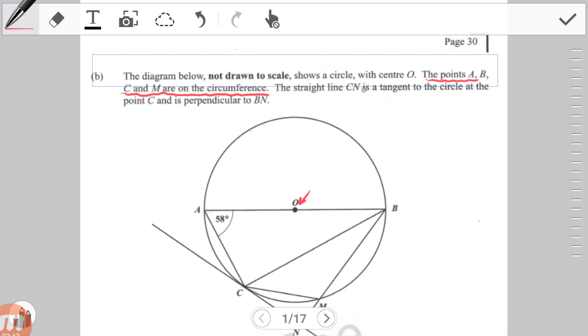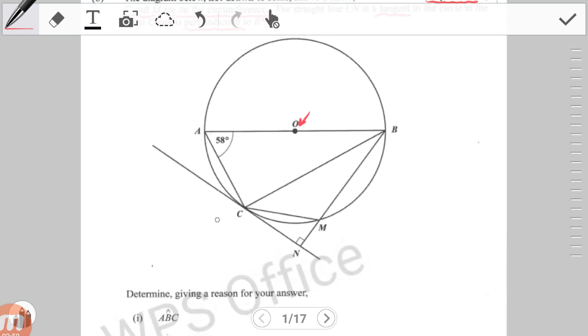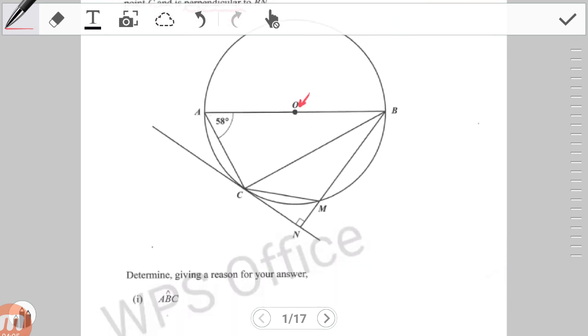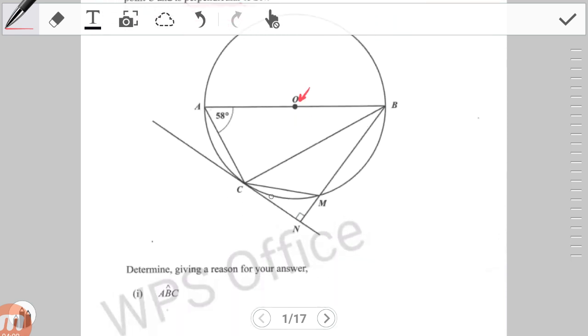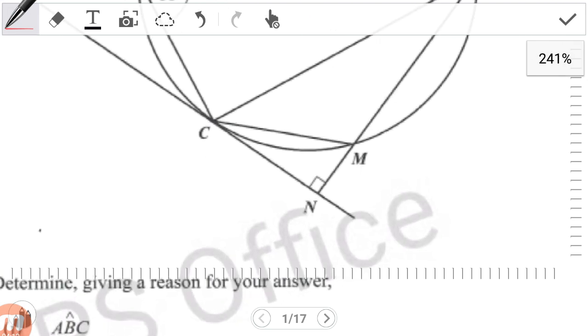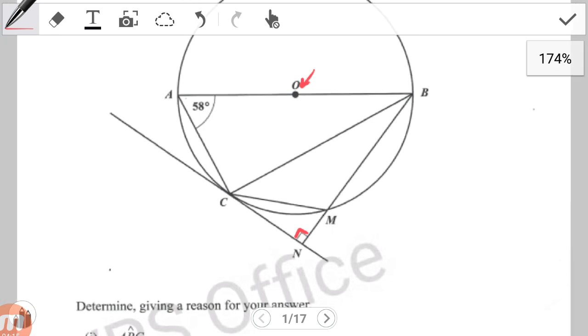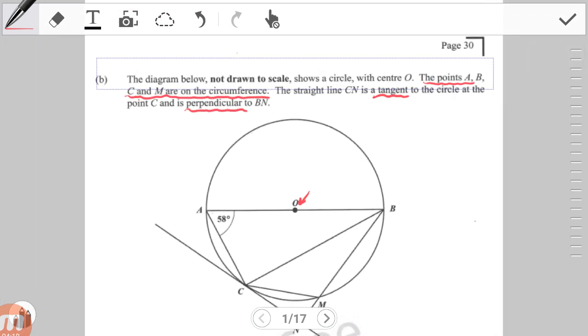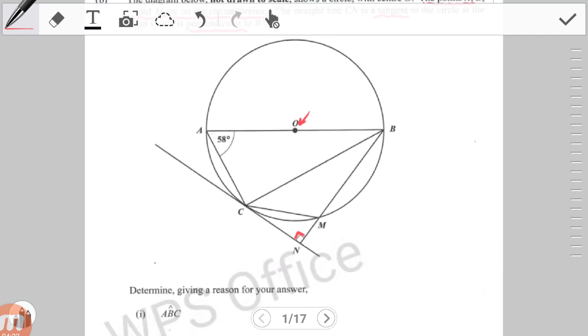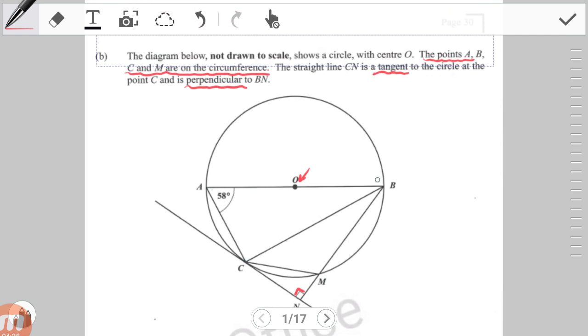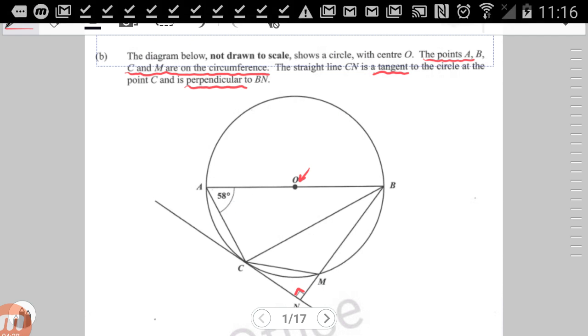Continuing, it says that the straight line CN is a tangent to the circle at the point C, and it's perpendicular to BN. Those two keywords, tangent and perpendicular, also help us. Here, the tangent CN is right here, and it is perpendicular, as they said, to BN. The mere fact that BN and CN are perpendicular is the exact reason why there is a 90-degree angle indicated at that position. So far that's all they have given us regarding the question. They've also given us angle CAB to be 58 degrees.